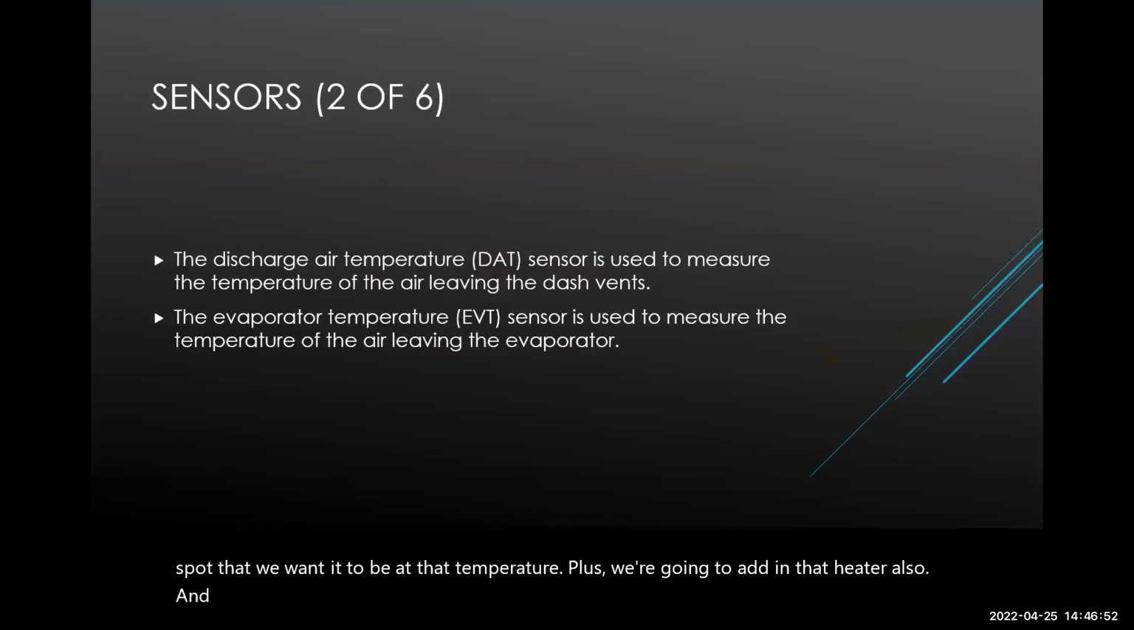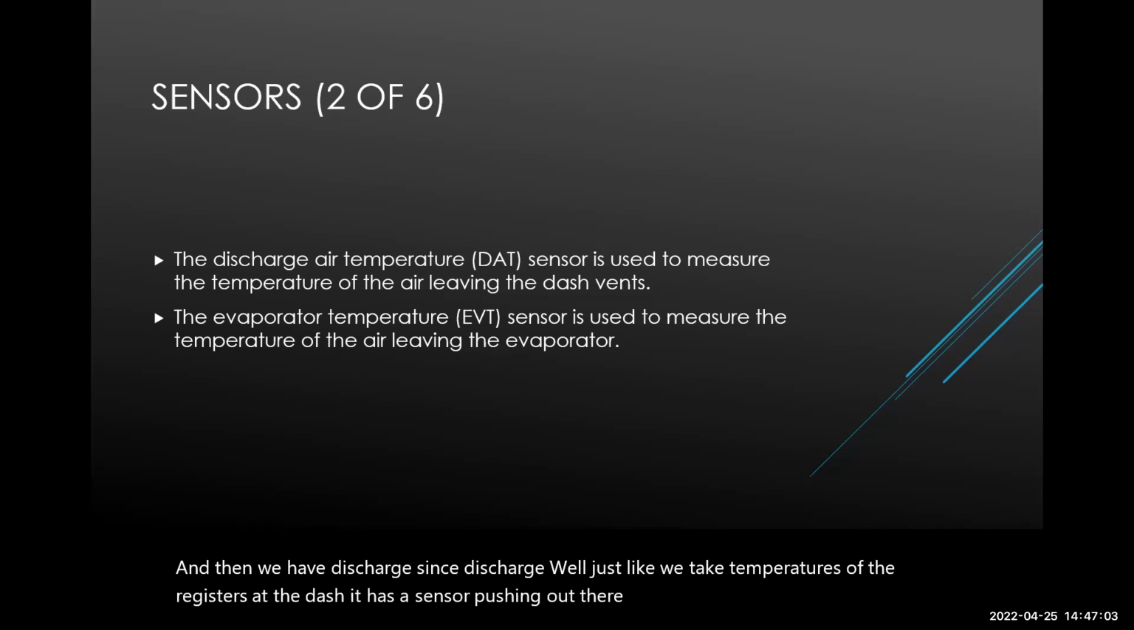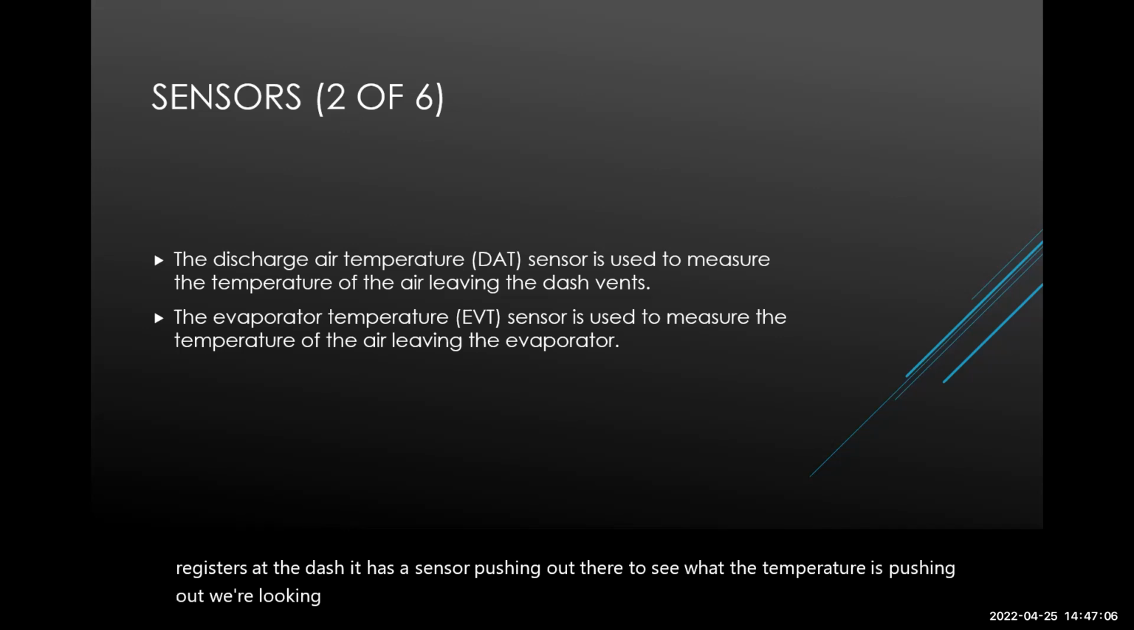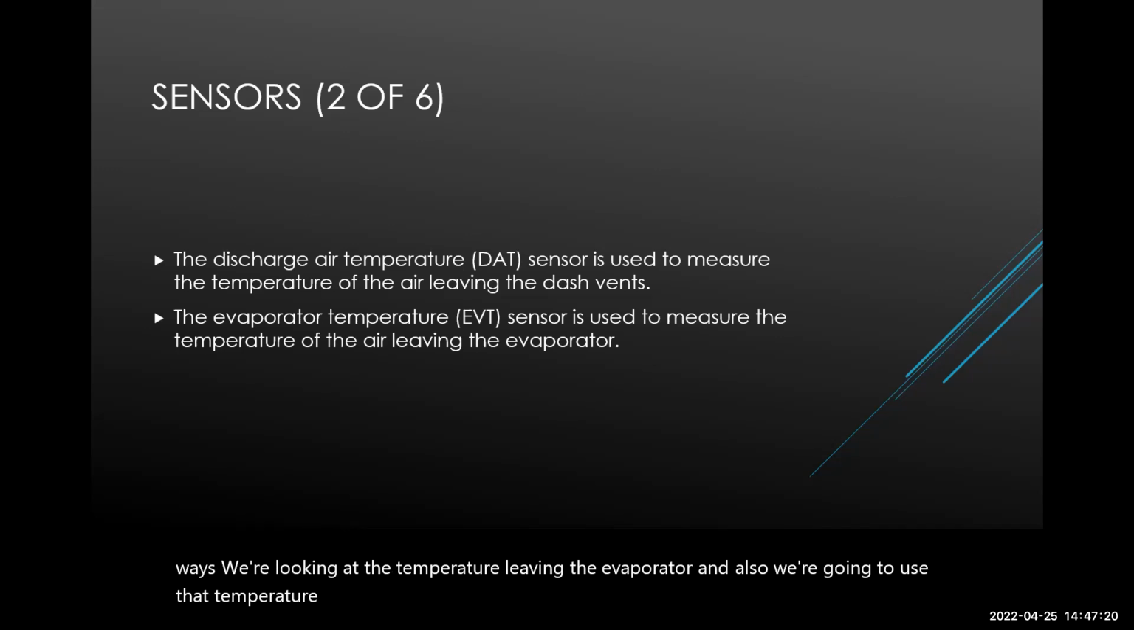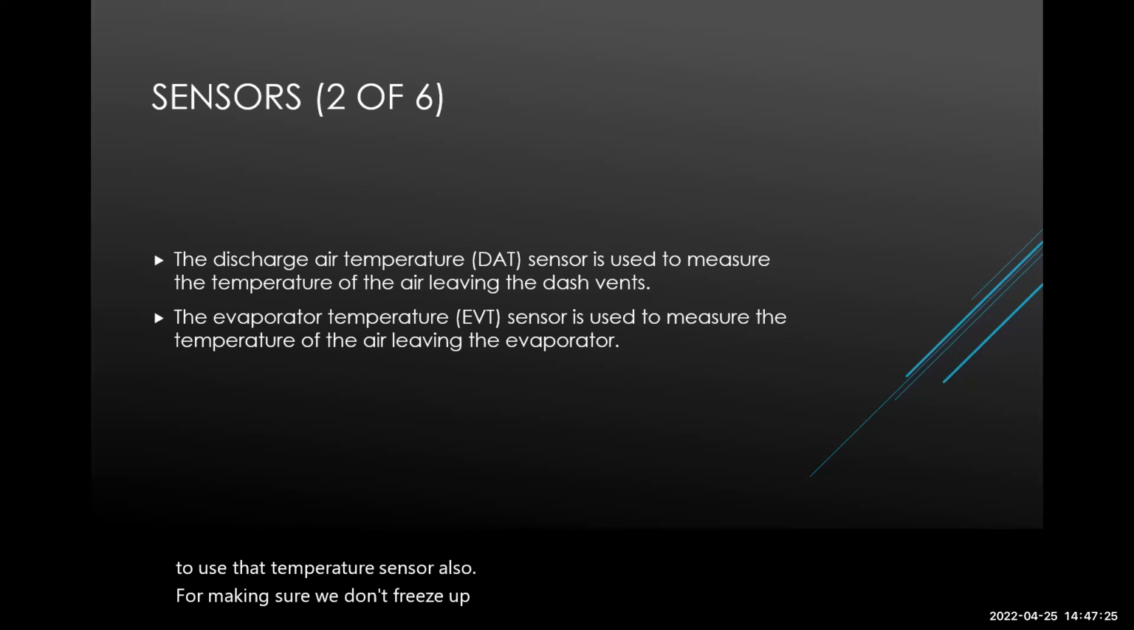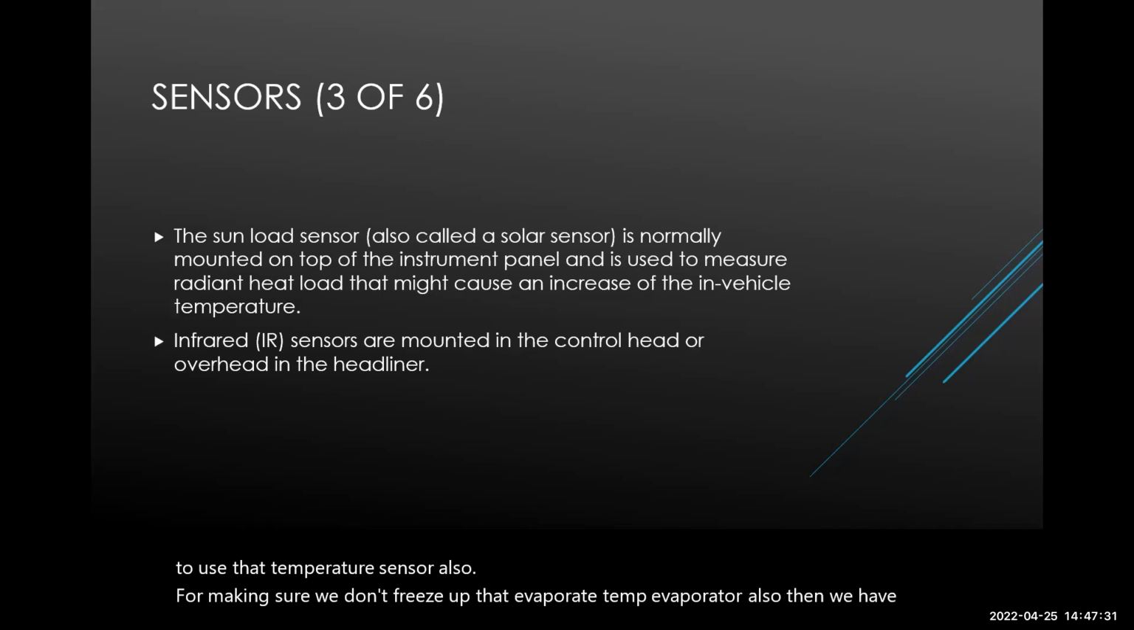And then we have a discharge sensor. Just like we take temperatures of the registers at the dash, it actually has a sensor out there to see what the temperature is pushing out. We're looking at the evaporator temperature too. This is used in a couple of different ways. We're looking at the temperature leaving the evaporator, and we're also going to use that temperature sensor for making sure we don't freeze up that evaporator also.